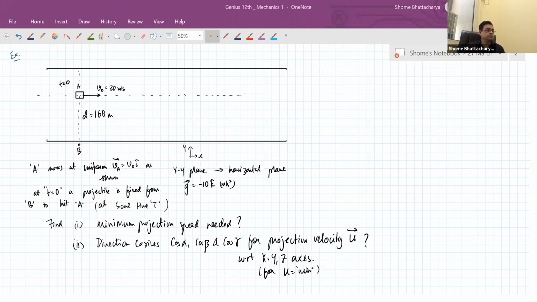Yes, that's correct, Samadhi. But I think your alpha, beta, gamma is interchanged. Just check once.